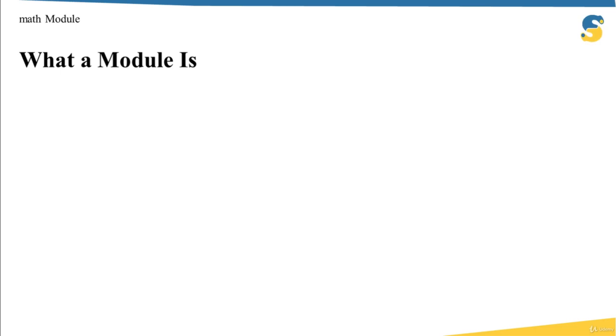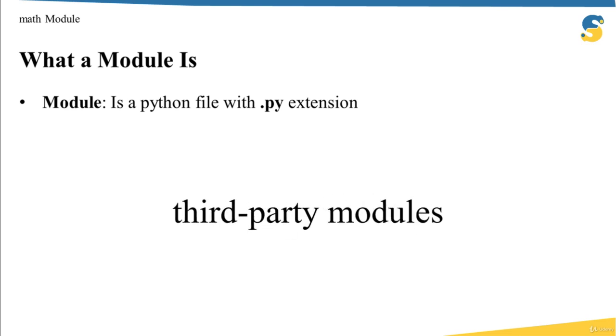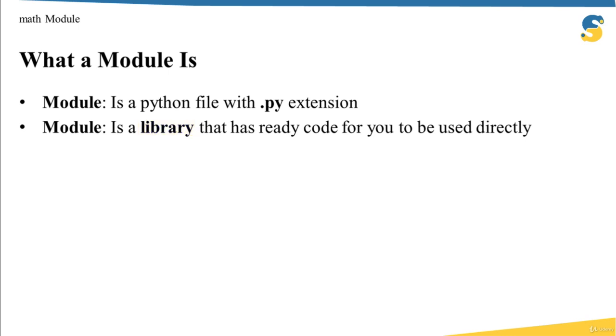So, what's a module? Simply, a module is a Python file with a .py extension. It's exactly like the file that you already created and write your code in right now. In Python, we have a lot of available built-in modules or third-party modules. And in this case, we call a module a library, because it has some ready code for you to use directly. And this code has been written before by somebody and made available for you.